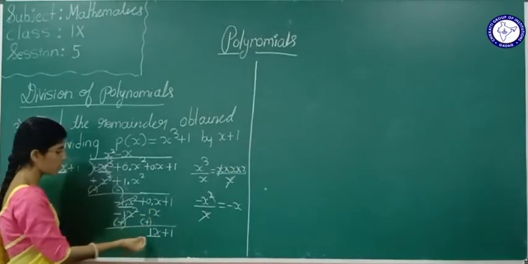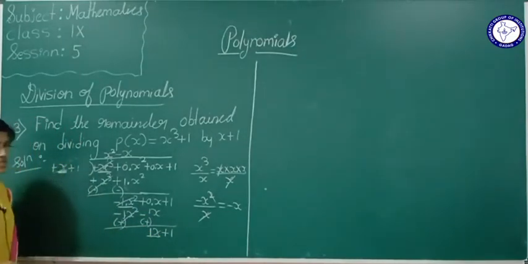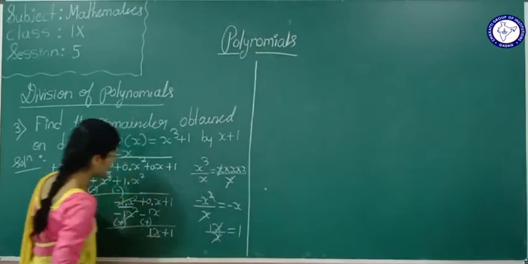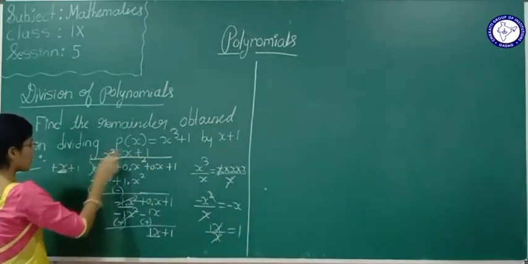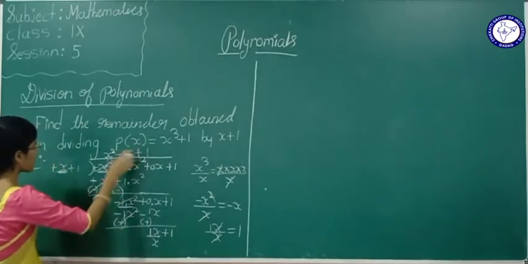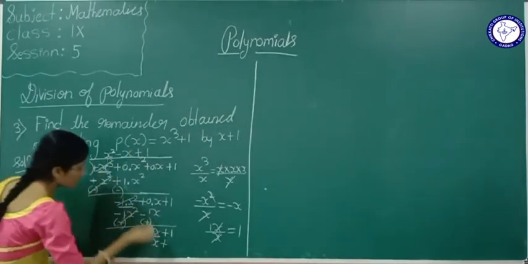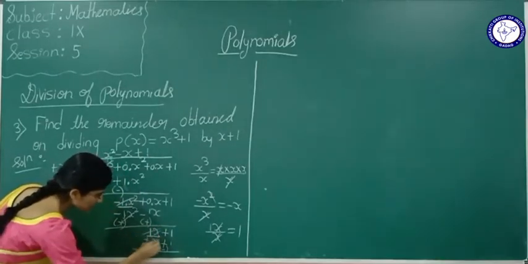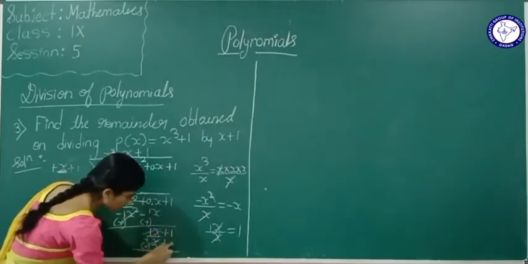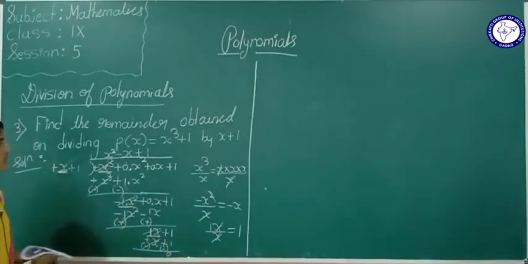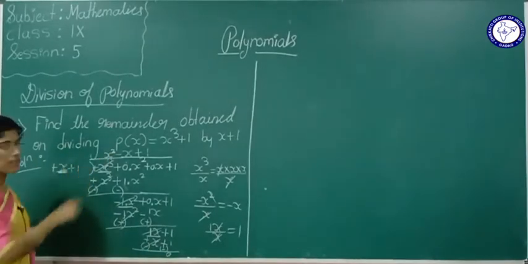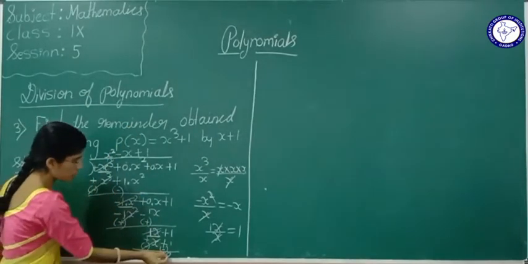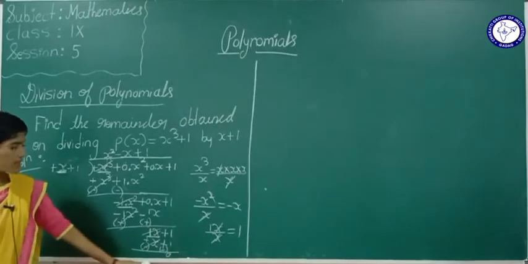The first term of the new dividend divided by the first term of the divisor, that is 1 x by x, is what, students? It is 1. Write plus 1 here. 1 into x is x, plus into plus is plus, 1 into 1 is 1. Now change the sign. Plus x minus x will get cancelled. What is plus 1 minus 1? It is 0. Now see students, they told us to find the remainder obtained on dividing. What is the remainder we got here? 0. We got remainder 0.